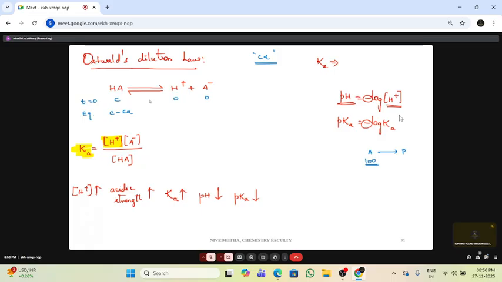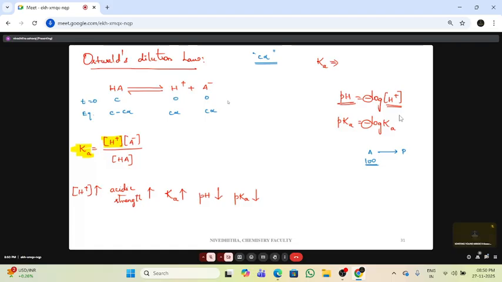Okay, then what will be the quantity of H plus ion and A minus ion? It is C alpha and C alpha again. Okay, what is alpha, Kana? We know what is C. It is the concentration of acid. What is alpha? This we discussed in the last class. It is the degree of dissociation. Yes, very good. It is degree of dissociation.